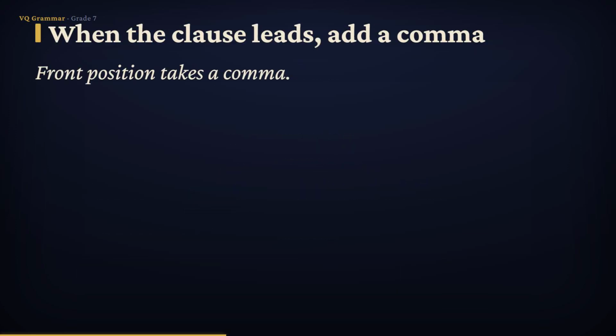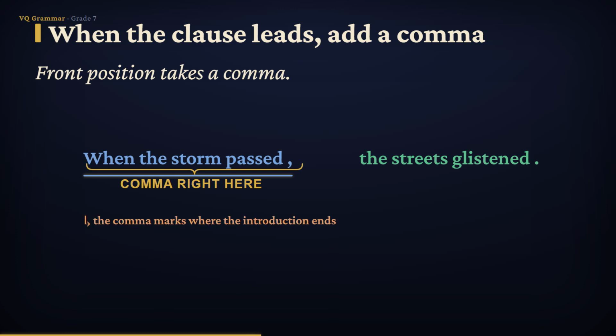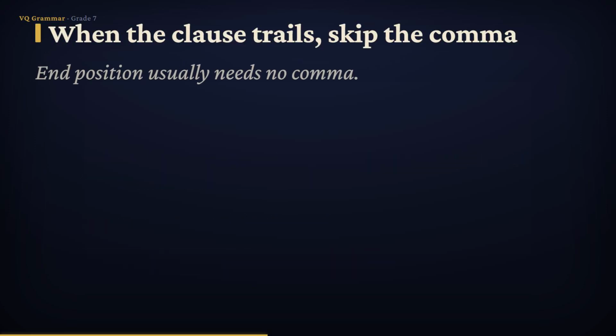Now for punctuation, which is where a lot of small mistakes hide. When the adverb clause comes first and introduces the sentence, you set it off with a comma. Look, when the storm passed, the streets glistened. The clause, when the storm passed, leads the way, so we drop a comma right after it, before the main clause begins. That little comma tells your reader where the introduction ends and the main idea starts. Clause first, comma next.